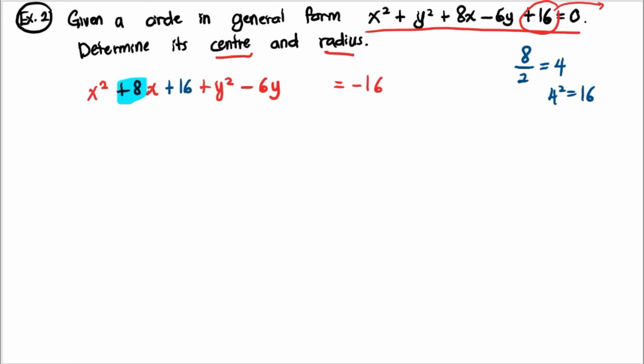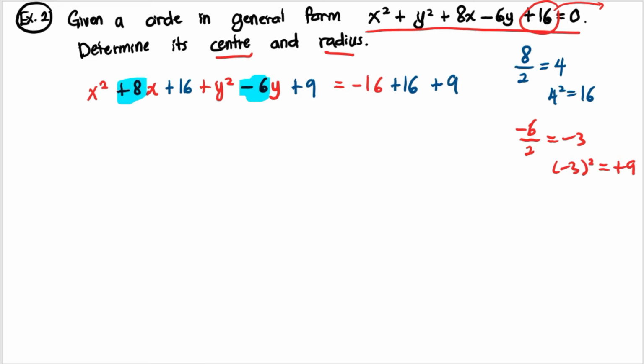When you add 16 on the left side, therefore you have to add 16 on the right side of the equation. Right, same goes to this negative 6y. This negative 6y, you just need to take negative 6 divided by 2, you get negative 3, and negative 3 squared gives a positive 9. So you have to add the positive 9 on this side. When you add 9 on the left side, you have to add 9 on the right side.